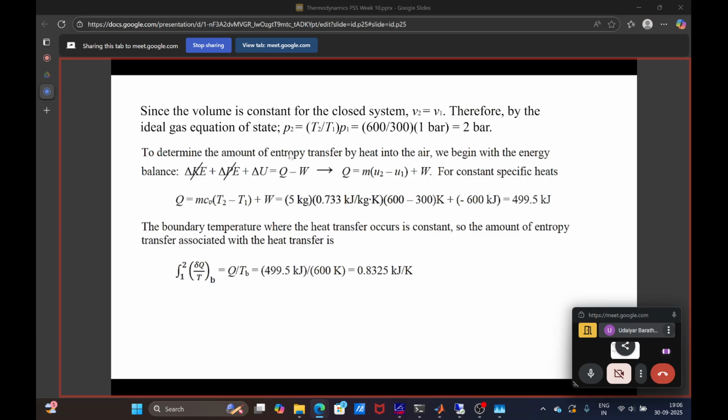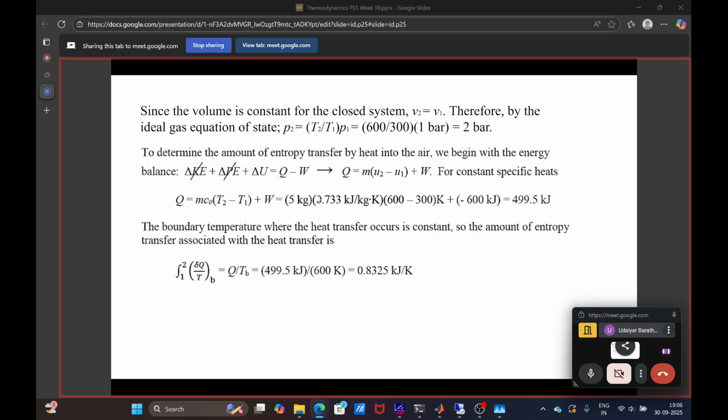So applying the first law, we get delta U is Q minus W. So we get Q equals m(U2 minus U1) plus W. Now since we know the initial and final temperatures, and we know the work done, we can find out how much heat has been transferred to the air. So Q is m Cv delta T, so m Cv (T2 minus T1) plus W.